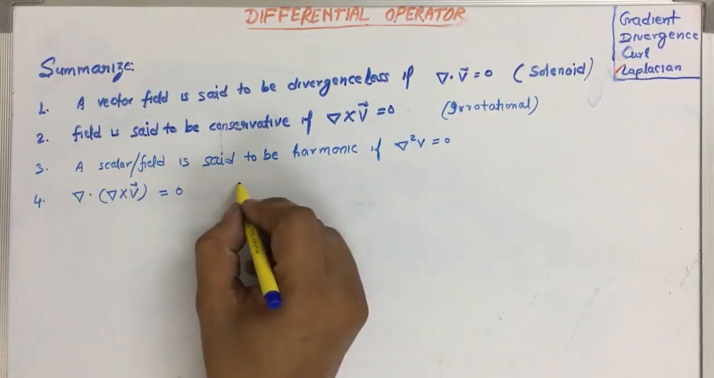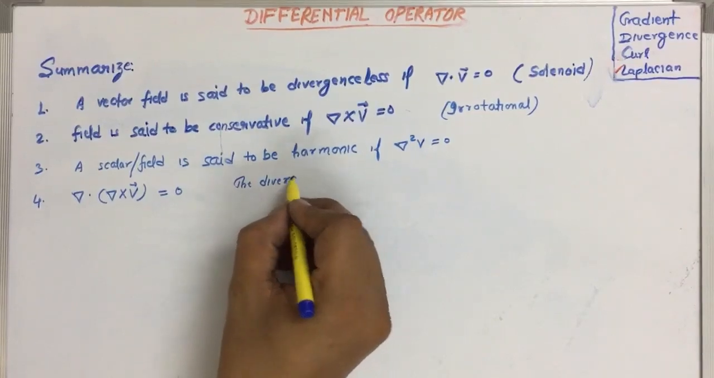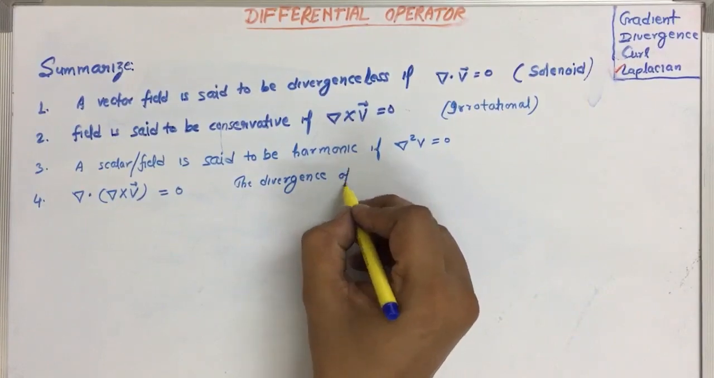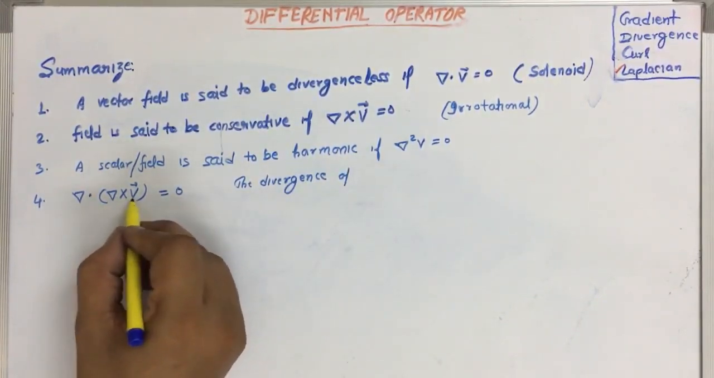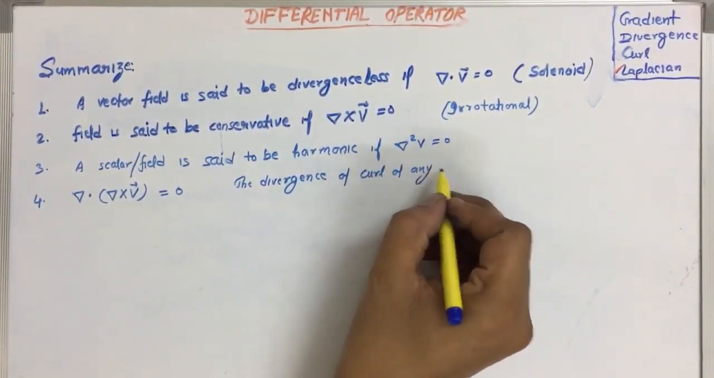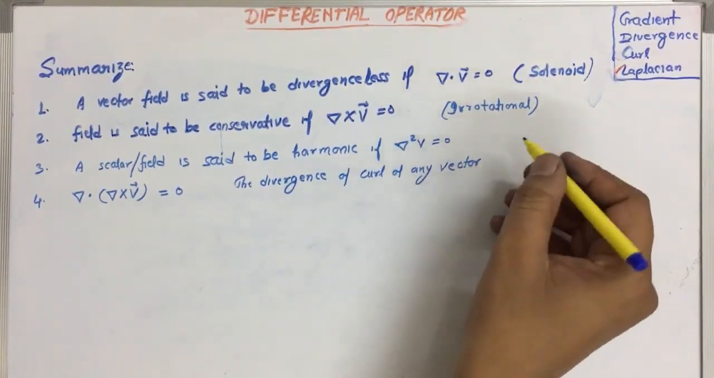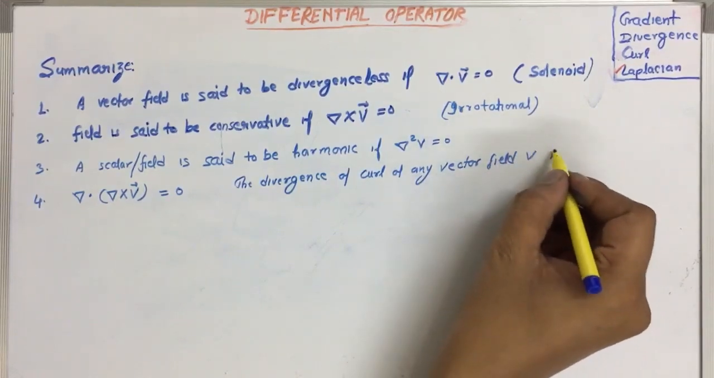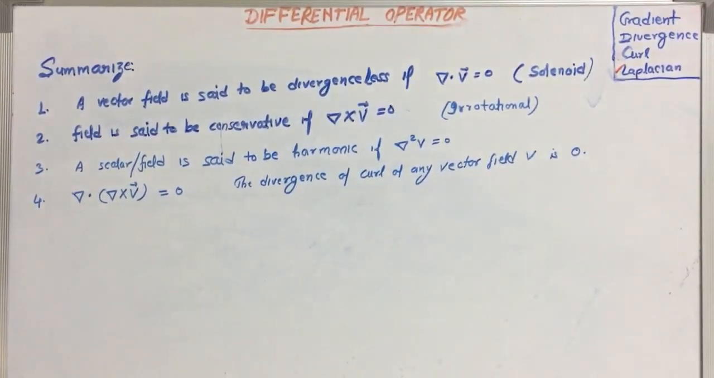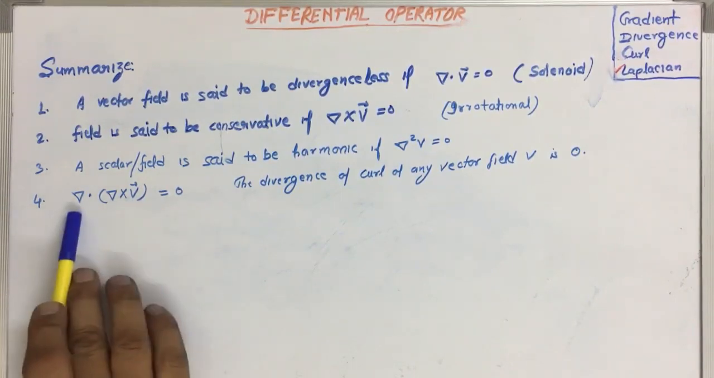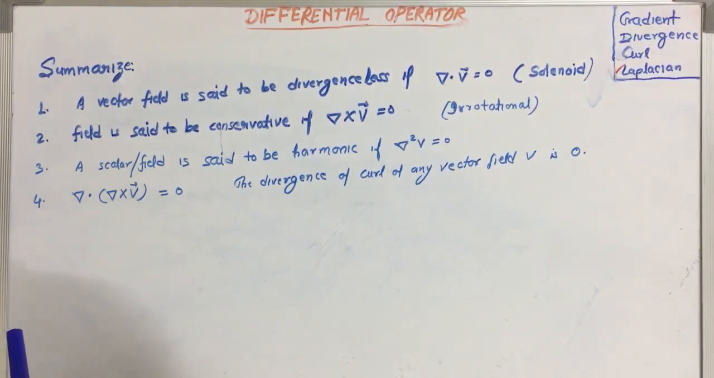So you can write the divergence of curl of any vector field V is 0 always. So note it down. If it is asked directly in this way, you don't have to worry about that, memorize it, just put 0.